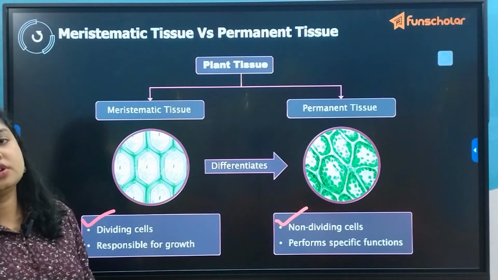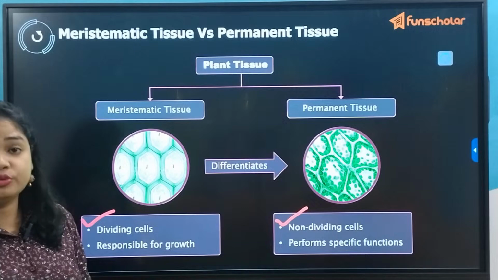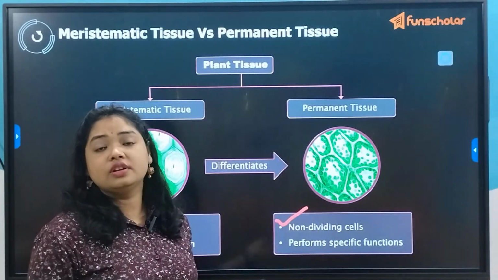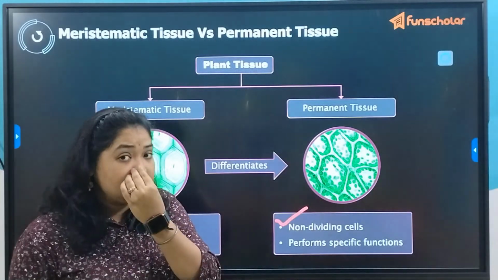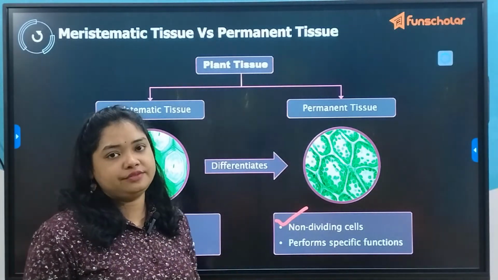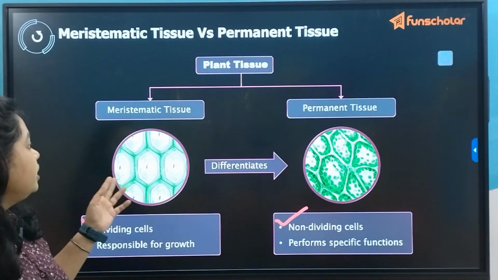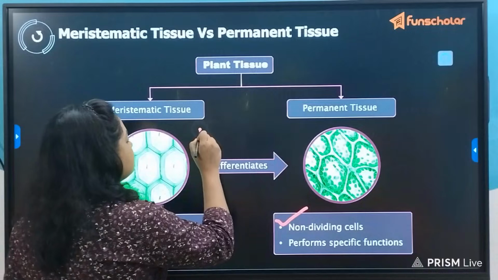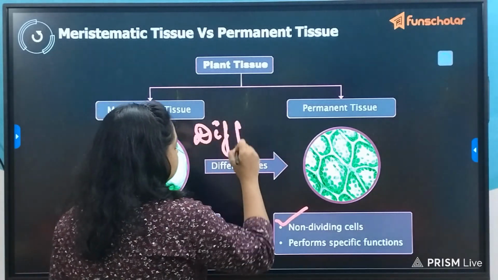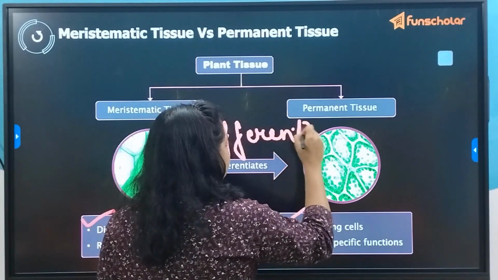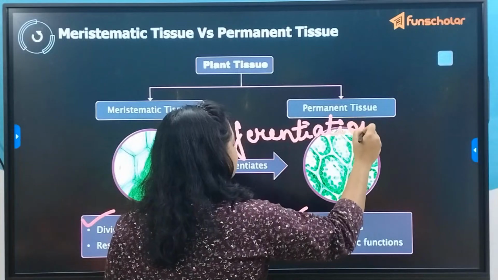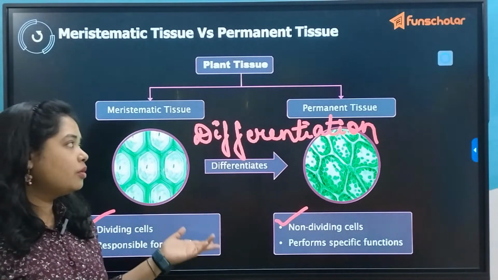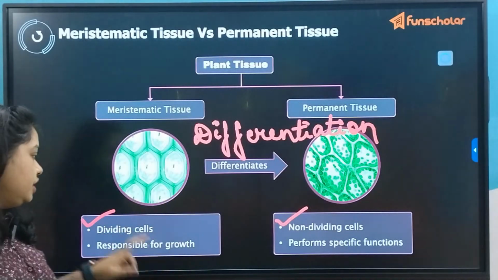Just like xylem helps to transport water and minerals, phloem helps to transport food. In the same manner, they do not help the plant body to grow in height or in girth, but they help to sustain plant life by performing specific functions. The process by which meristematic tissue gets converted to permanent tissue at maturity is known as differentiation. That means the process through which meristematic tissue gets converted to permanent tissue, right? That's differentiation.